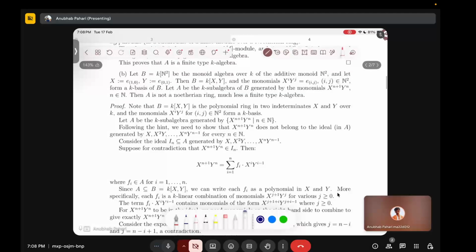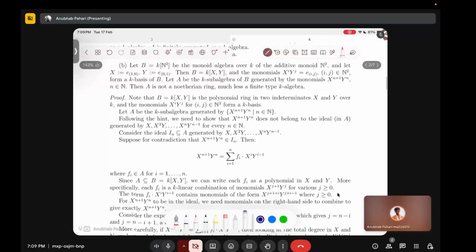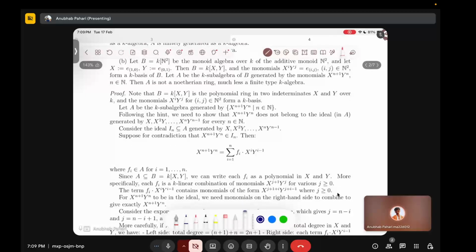Note that B is the polynomial ring in two indeterminates x and y over small k, and the monomials x^i y^j for i, j from N form a K-basis. Let A be the K-subalgebra generated by x^(n+1) and y^n, where n is coming from the natural numbers.